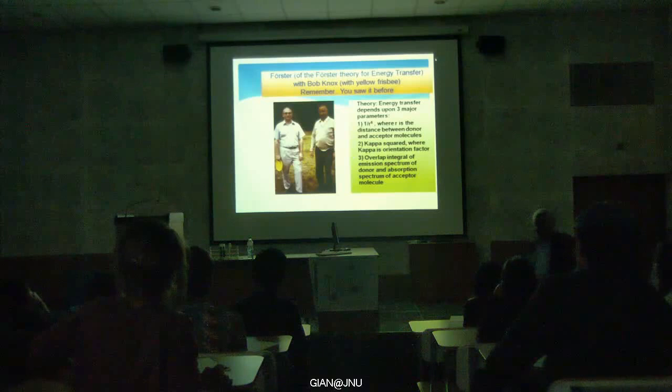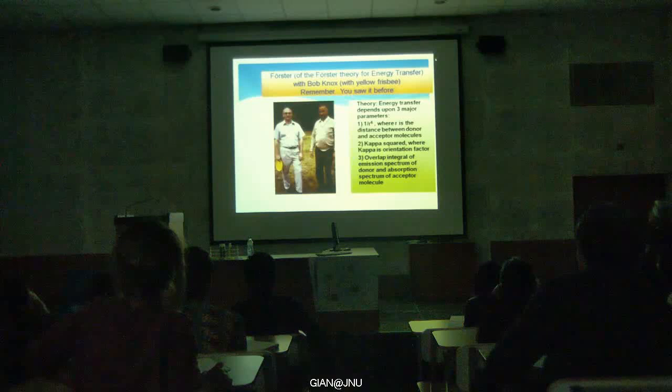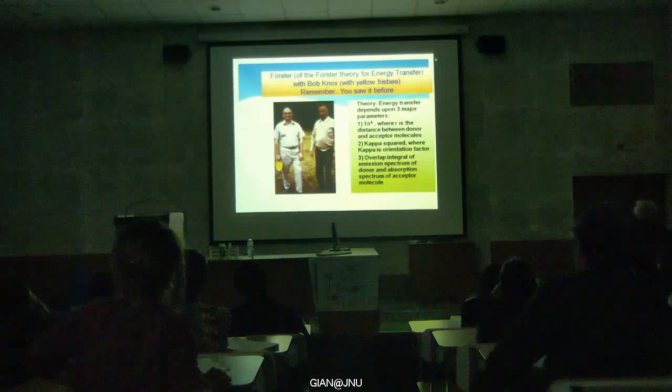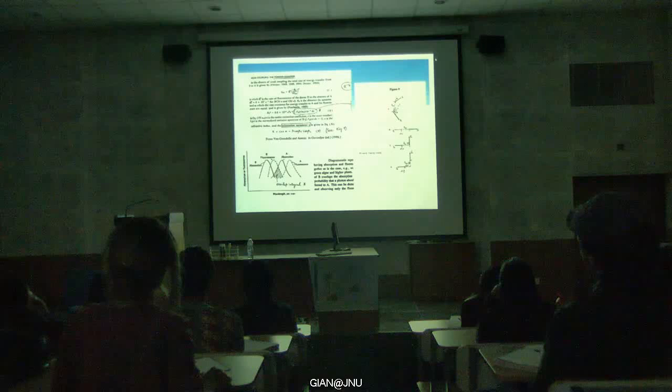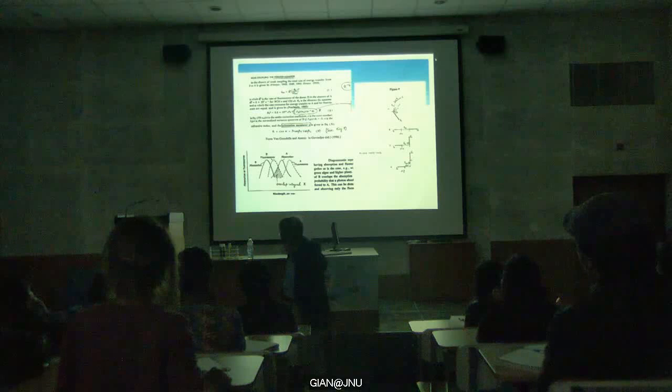So the theory again, to repeat, the three major parameters. One was the distance, R, to the kappa squared, the orientation, and the overlap. Now let us see. It's difficult to read because I simply copied it from one of my lectures. All the lectures are there on the internet, I think, as well as on my website. About 12 sessions were done in 1998 or something like that.